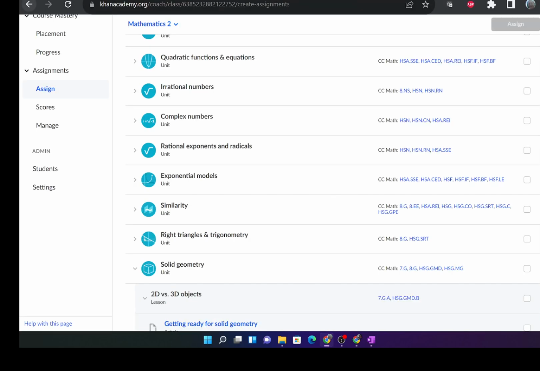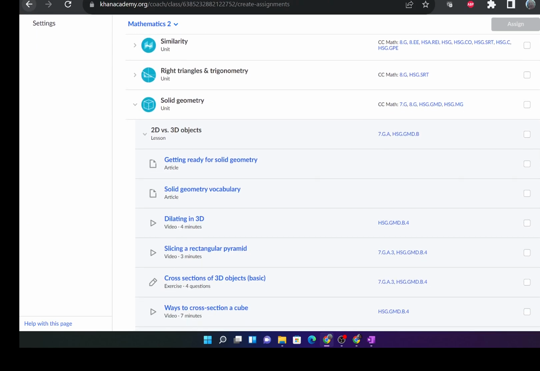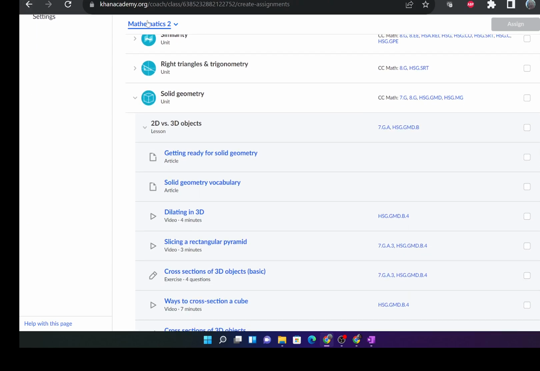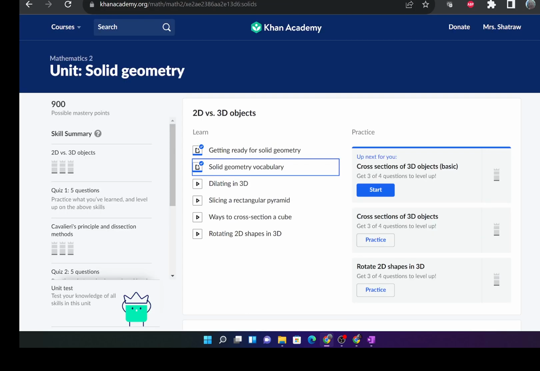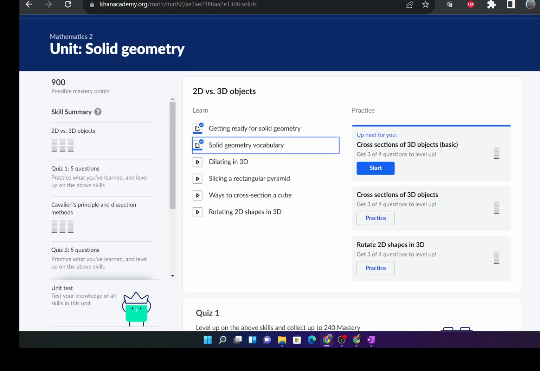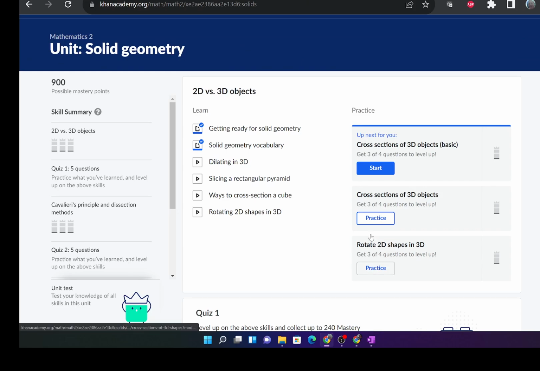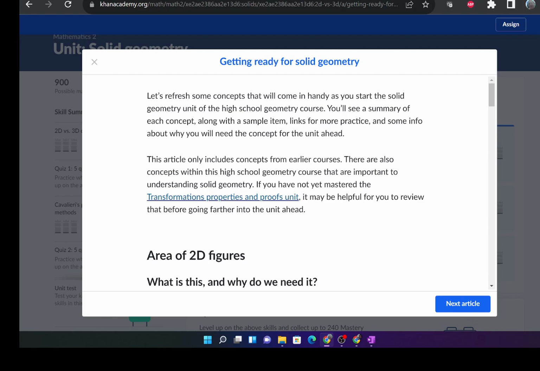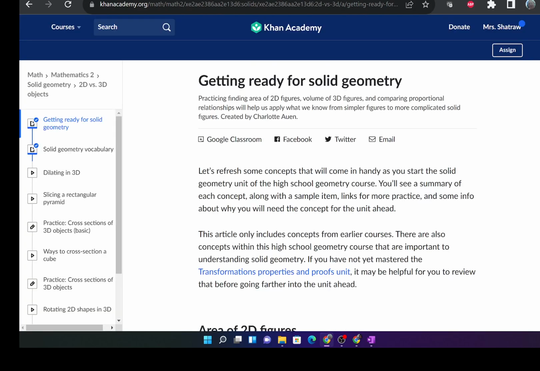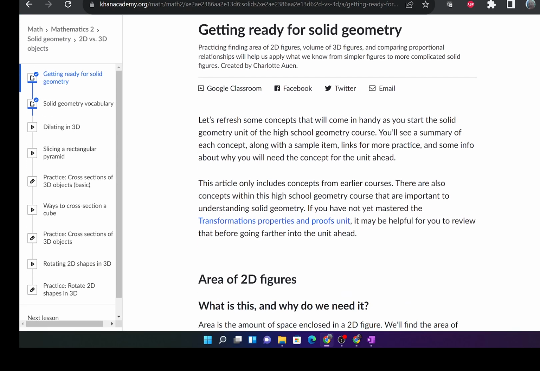So here we are on Khan Academy, and I am in your unit, solid geometry. I'm in the Math 2 section. In the solid geometry section, if I click into there, it looks like this, and this little piece right here, cross sections, I want to do those tomorrow. In order for you to be ready for those, I'm going into this assignment right here, getting ready for solid geometry. So here it is, and I'm going over it with you now.